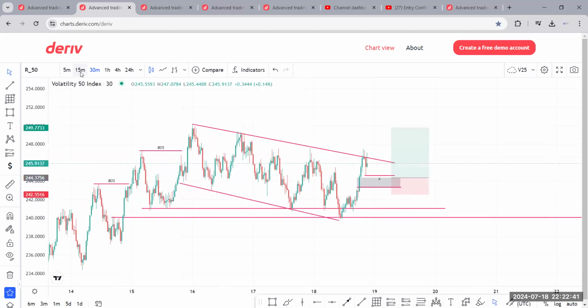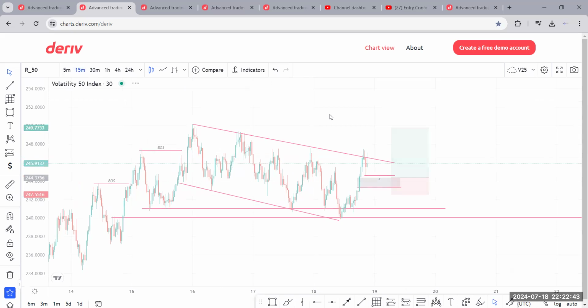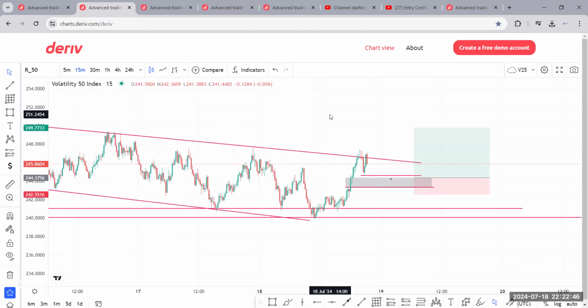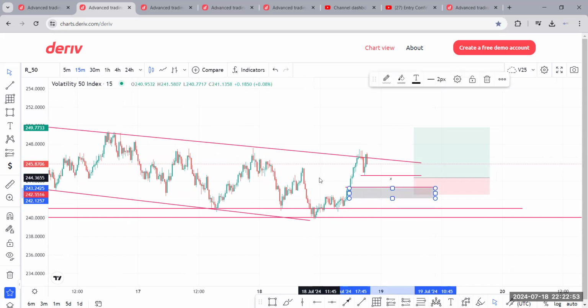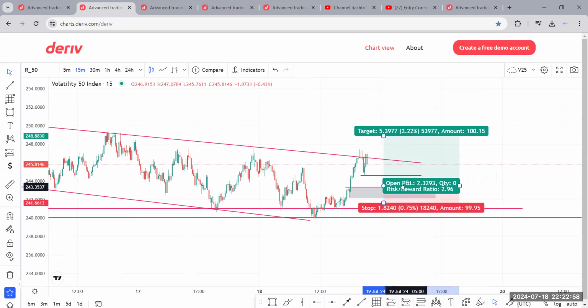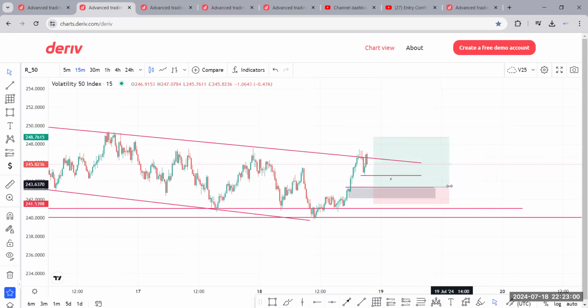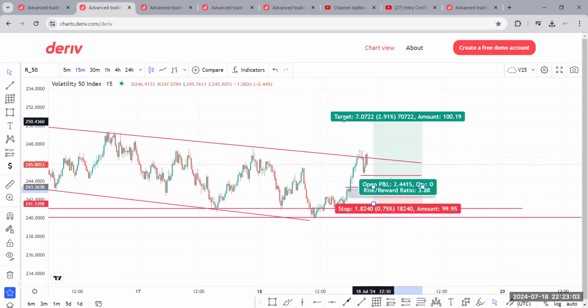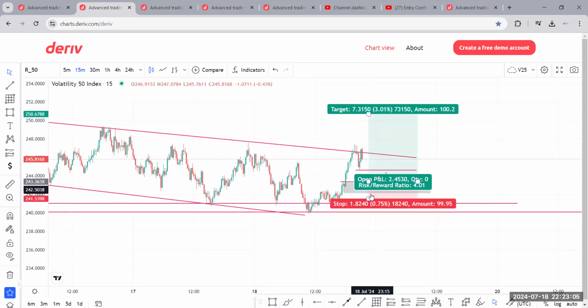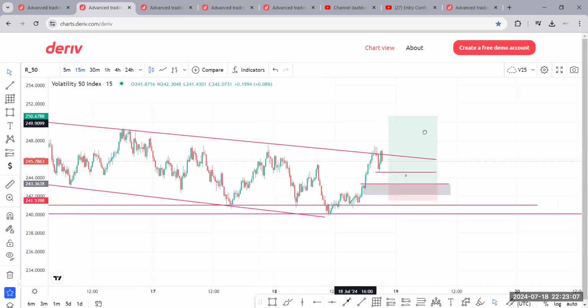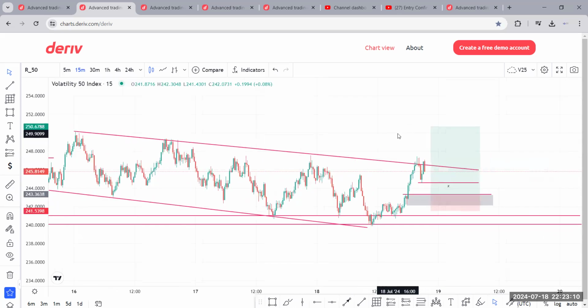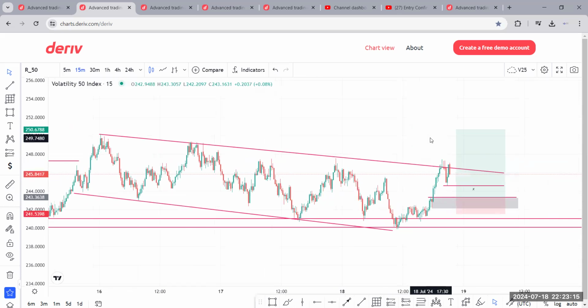So that is VIX 50 for us. Let me go to the 15 minutes to see. So great. All right. So on our 15 minutes, we have this 15-minute order block here. And we have our fair value gap on top of that. So let's just say this is our entry. And this is our stop loss. And we hope to ride to the upside.